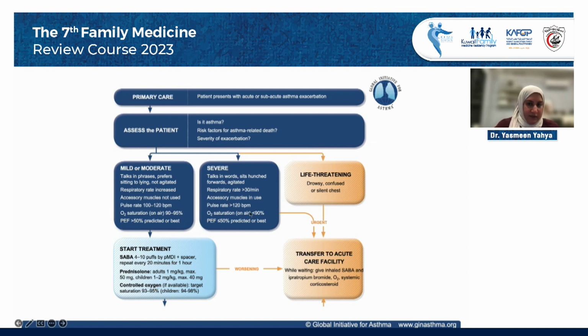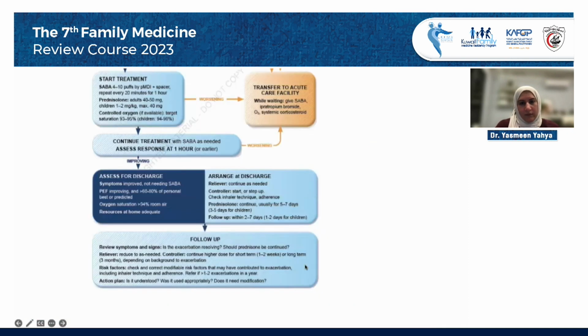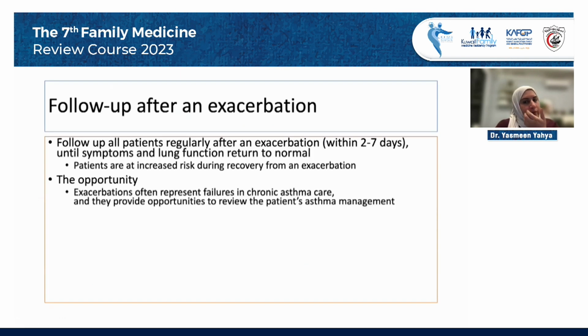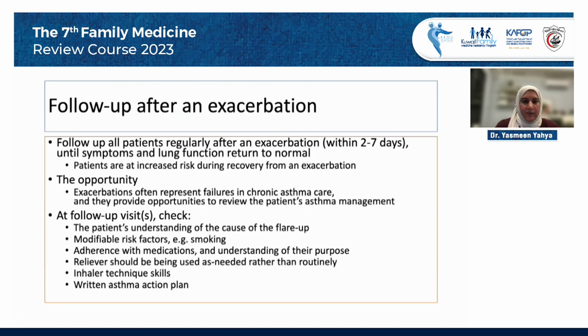If the attack is severe, then you should arrange for transfer, and while awaiting, you should give SABA along with Atrovent with Ventolin, oxygen, and IV hydrocortisone 100 milligrams. And you should follow him closely after the exacerbation.